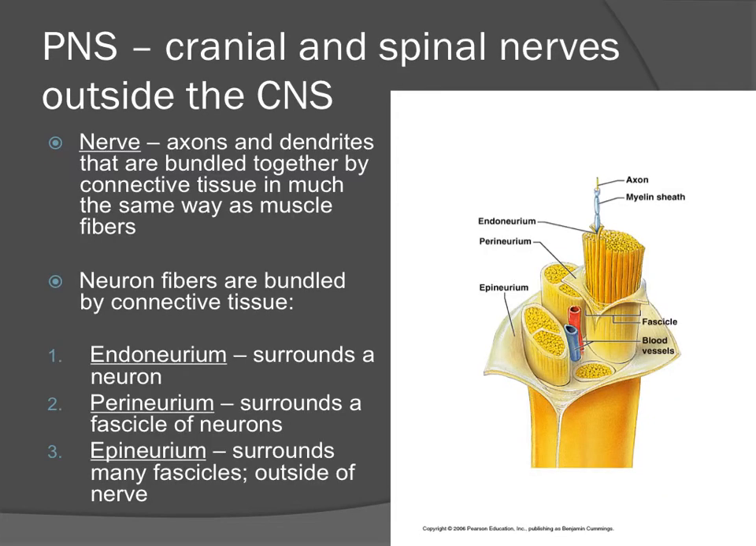The peripheral nervous system is the cranial and spinal nerves outside of the central nervous system. A nerve is made of axons and dendrites that are bundled together by connective tissue, in much the same way as a muscle fiber. So neuron fibers are bundled by connective tissue. The endoneurium surrounds the neuron. The perineurium surrounds a fascicle of neurons, and the epineurium surrounds many fascicles.